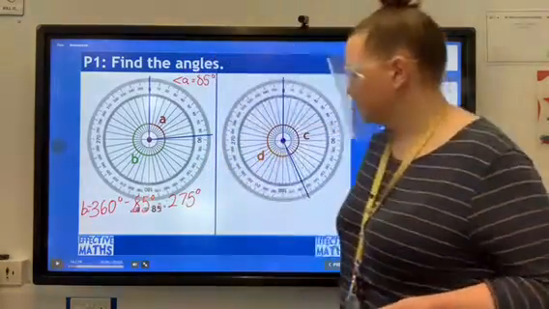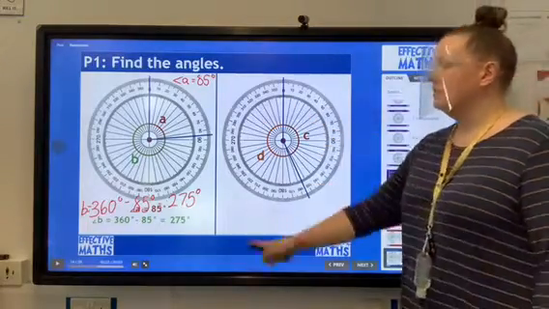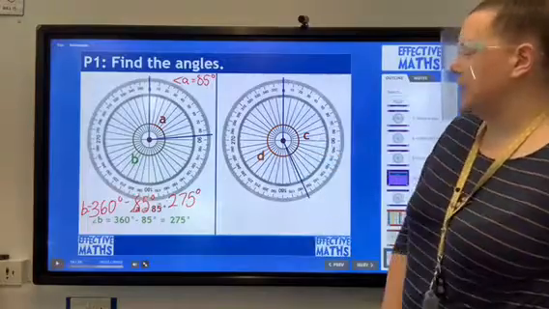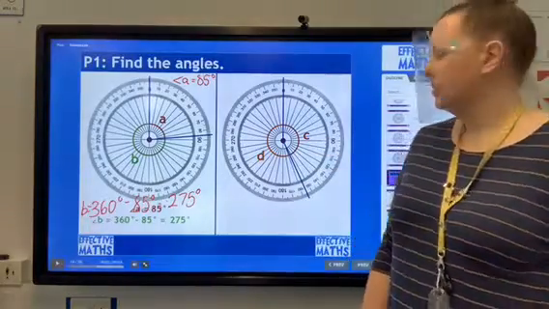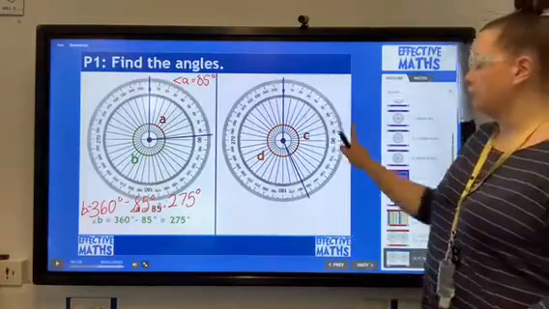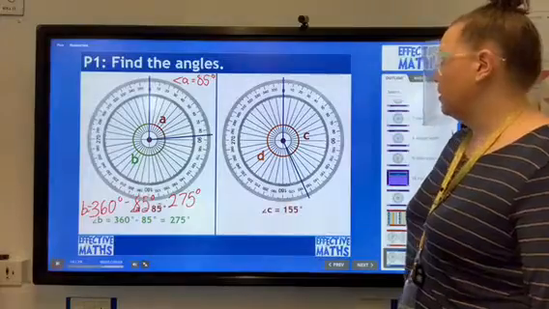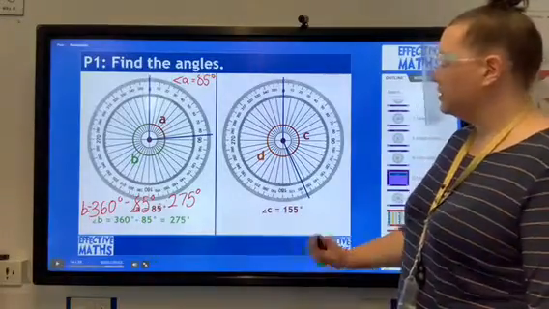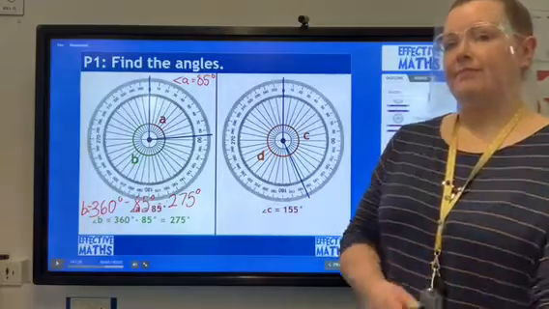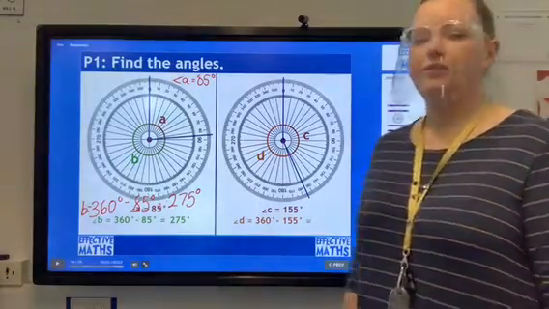Okay, there we go. Now C and D. How are we going to find the angles on C and D? For C, we can just read it from the scale on the protractor, can't we? So C is 155 degrees. How are we going to find out what D is? 360 degrees subtract 155 degrees.